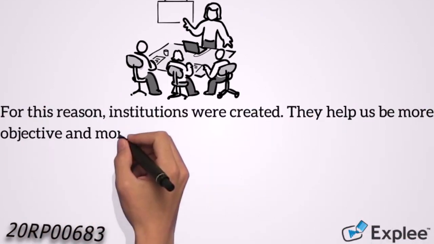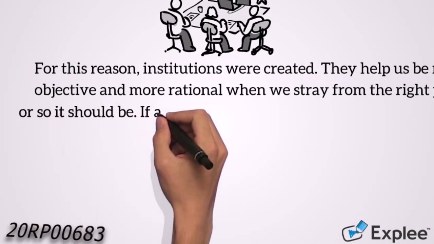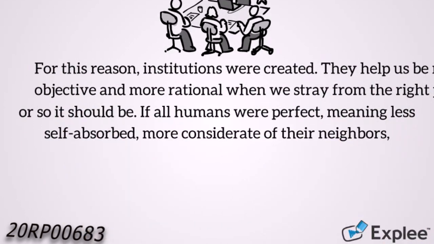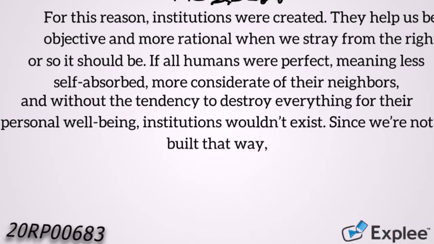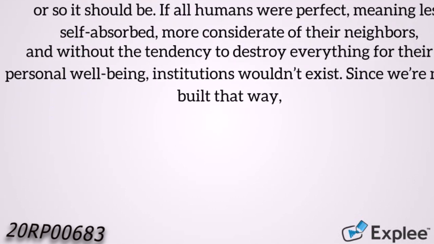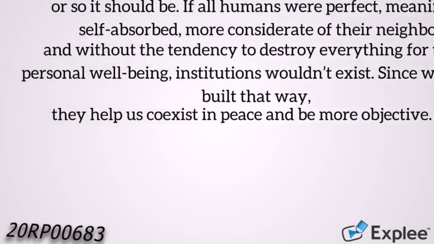For this reason, institutions were created. They help us be more objective and more rational when we stray from the right path. Or so it should be. If all humans were perfect, meaning less self-absorbed, more considerate of their neighbors, and without the tendency to destroy everything for their personal well-being, institutions wouldn't exist, since we're not built that way. They help us coexist in peace and be more objective.